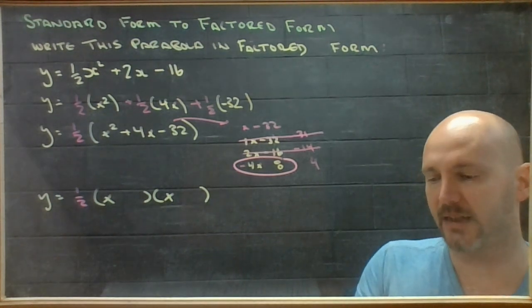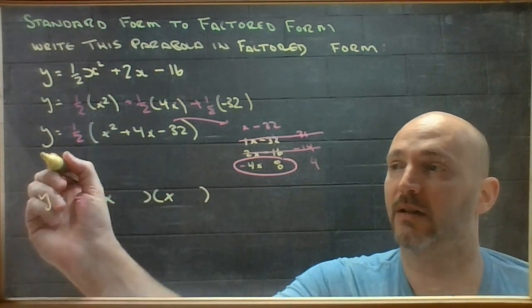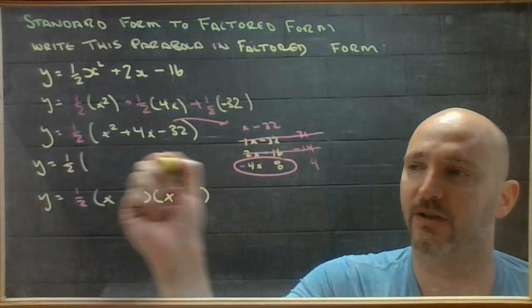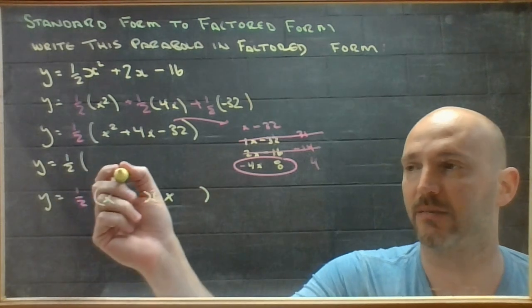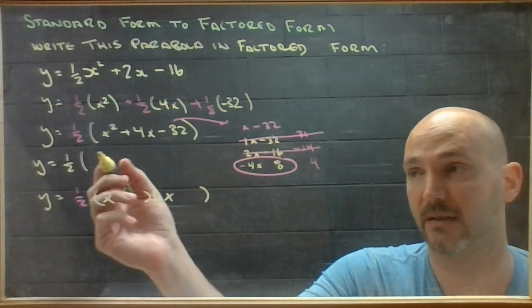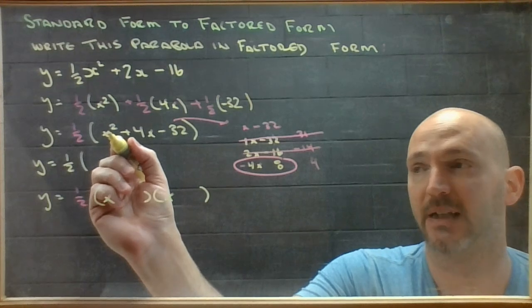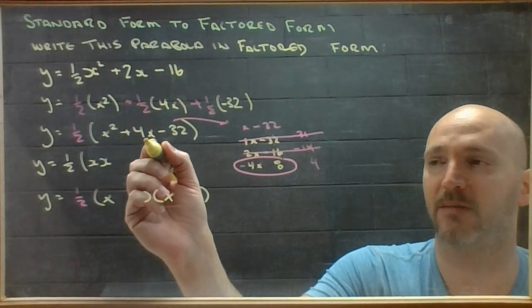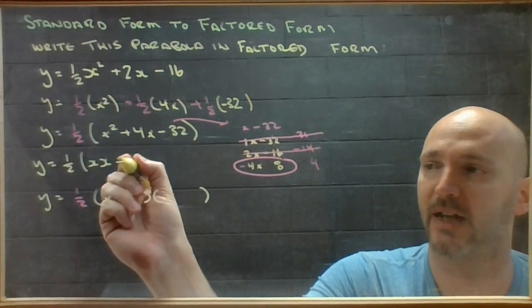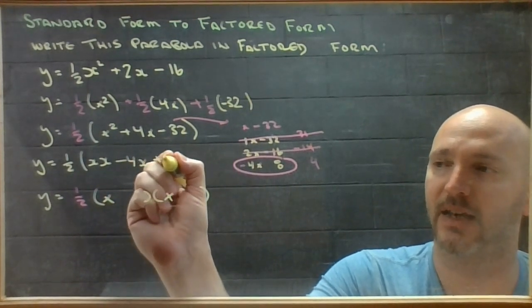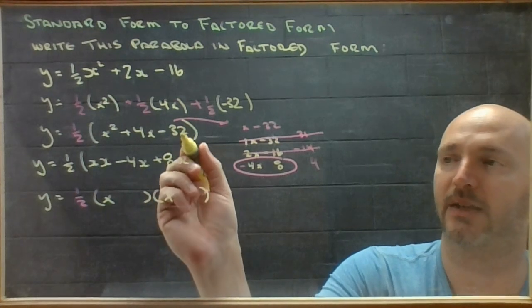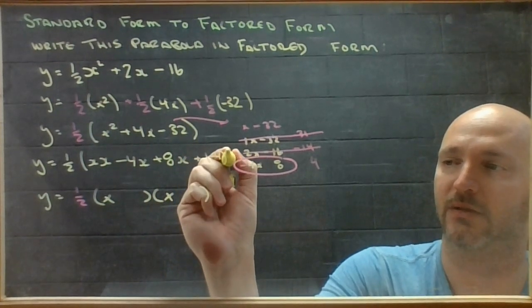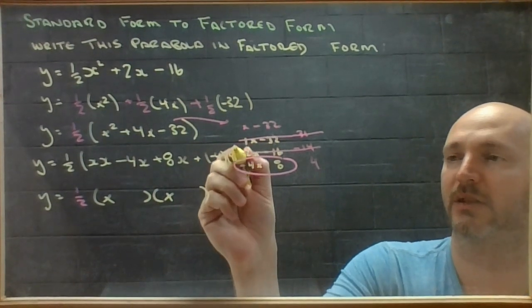So if I take that line, I'm going to write the one in between. And I think when you've done enough of these, you're going to skip this line. But for now, I'm putting it in so it's complete. I'm splitting x squared into x and x. I'm splitting my 4x into negative 4x and plus 8x. And negative 32 as negative 4 times 8. And I ran out of space.